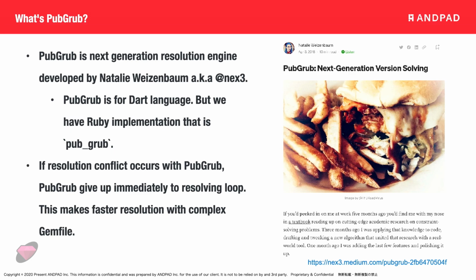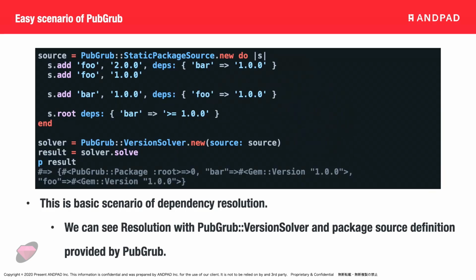PubGrub immediately gives up iterating on the dependency tree if a resolution conflict or version conflict occurs, and this conflict information is propagated to later processes. This mechanism allows it to run faster than Molinillo, which is the RubyGems resolution engine. We will look at the details. So let's take a look at how the PubGrub code actually works.